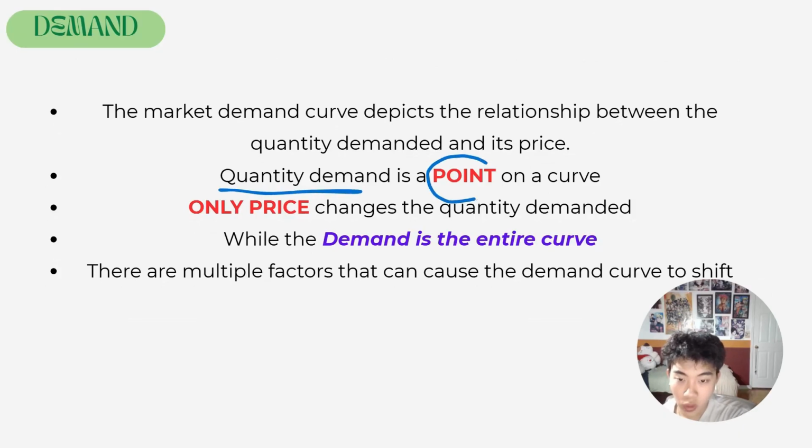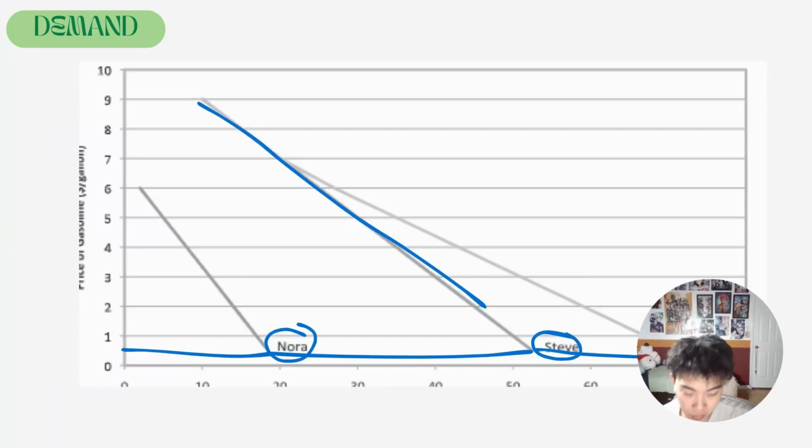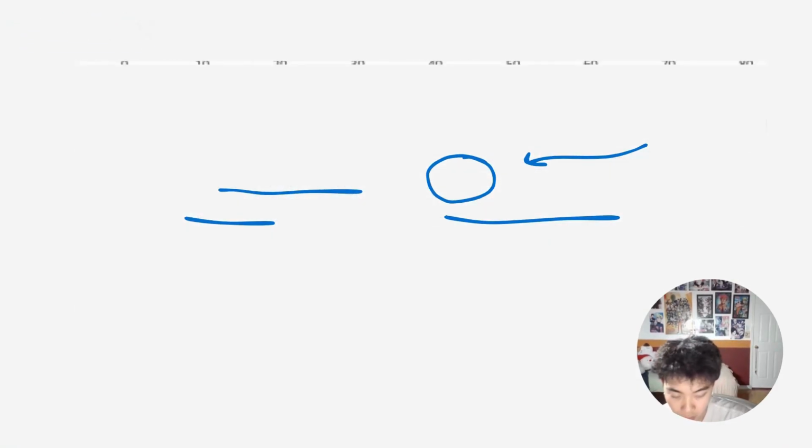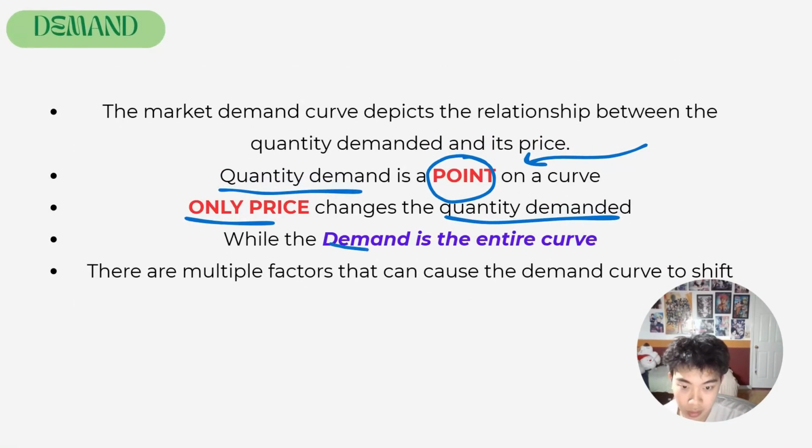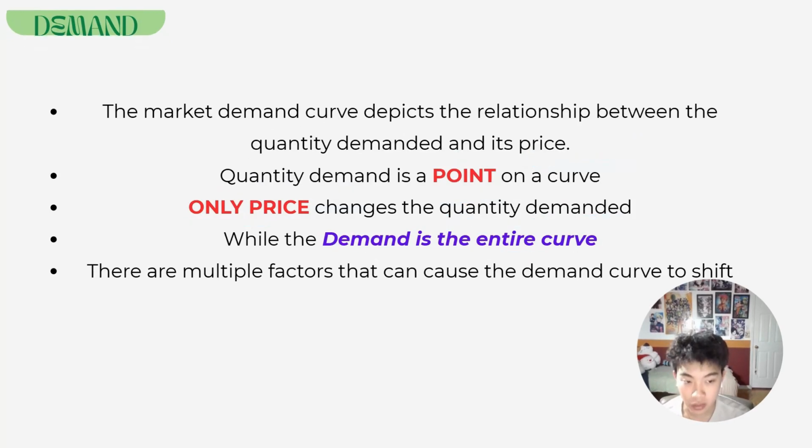Quantity demanded is a point on the curve. This is really important. It is for sure going to have a question over this. Quantity demanded is a point on the curve. Only price changes quantity demanded. So quantity demanded is a point, while demand is the entire curve. It's the whole line. There are multiple factors that can cause the demand curve to shift.